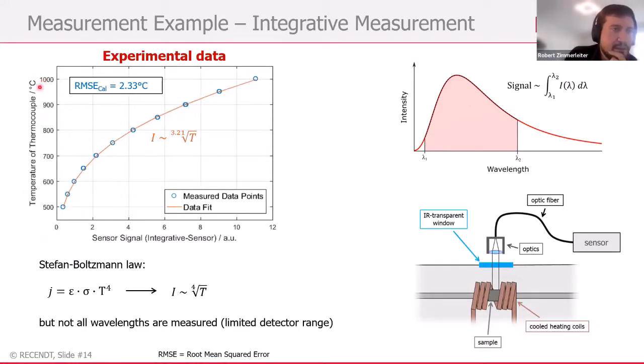On the y-axis, we see the temperature that was measured with the thermocouple. On the x-axis, we see the sensor signal that the sensor gave off. The blue dots are always collected data points. So we measured from 500 degrees to 1000 degrees, always in 50 degree steps. And this shows how the sensor signal correlates to the temperature of the thermocouple.